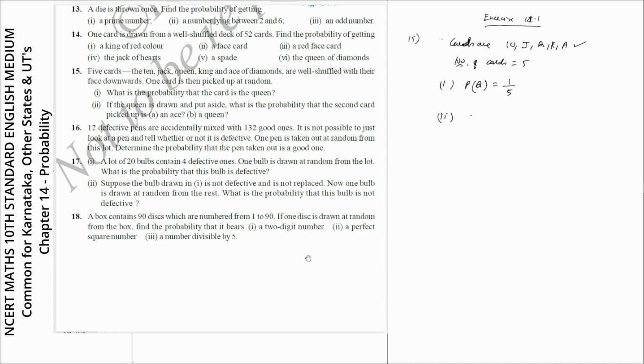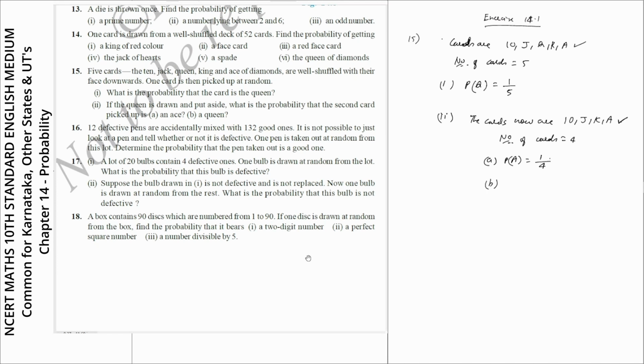So before that, if the queen is drawn and put aside, the cards now left are 10, jack, king and ace. So number of cards is equal to 4 now. Now in these 4 cards, what is the probability that the card picked is ace? Only one ace is there. So 1 divided by total number of cards, that is 4.